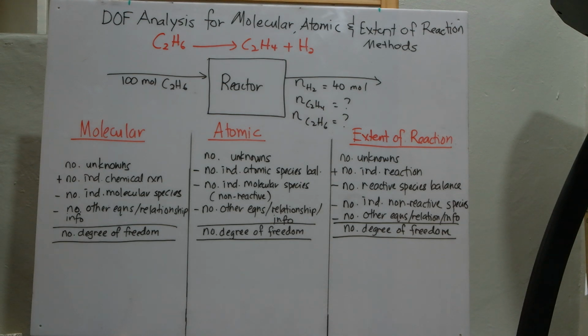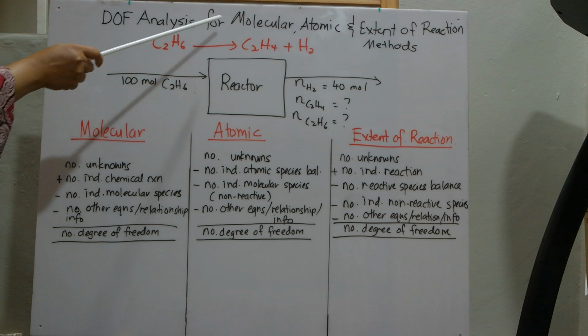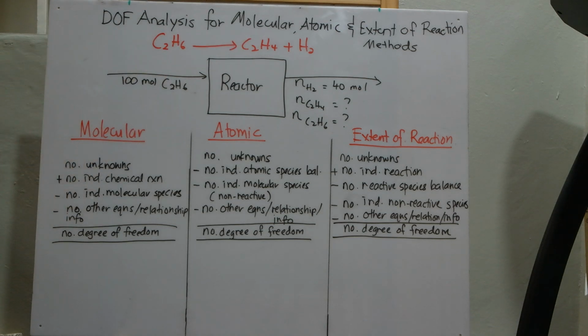So in this video number 10, mass balance for reactive process number 10, we will look at how to do degree of freedom analysis for the molecular method, atomic method, and extent of reaction method. As I mentioned in video number 8, to do degree of freedom analysis, each method requires different things. So we will go one by one based on the requirements here.